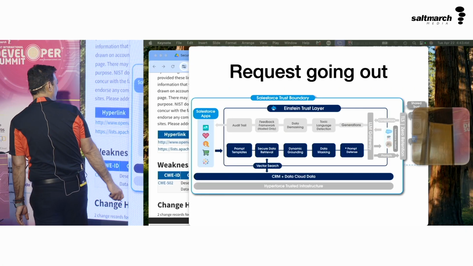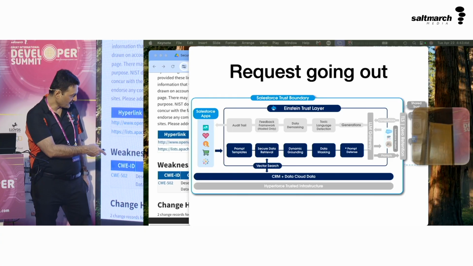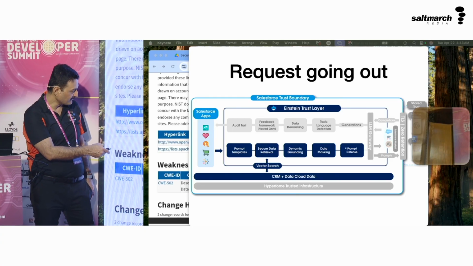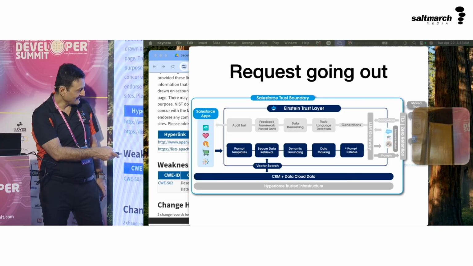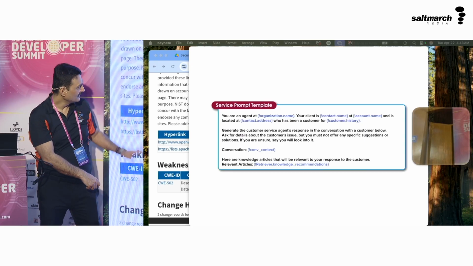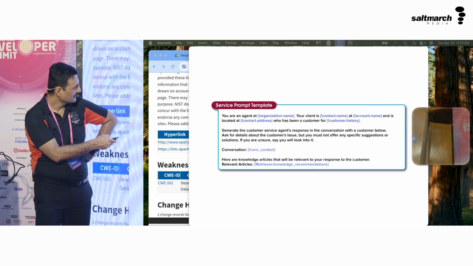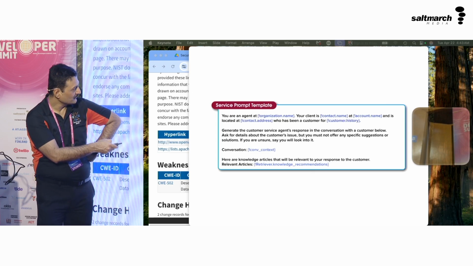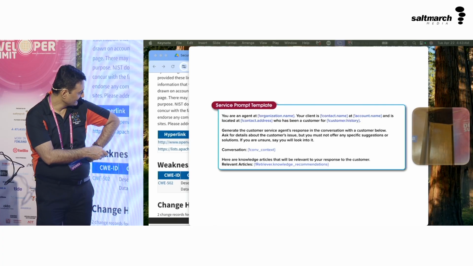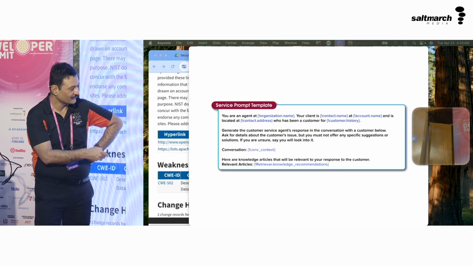So what we're going to do first is, when we use this Einstein Trust Layer, we're going to use prompt templates. Somehow I'm going to create a prompt. I secure my data from the vector database, ground my data, and then use it. Let's take a look at the prompt. Service prompt is here: You are an agent at the location. Your client is so-and-so, and the contact address for this value. And this is the conversation which is being sent here. Generate a customer service response for this.